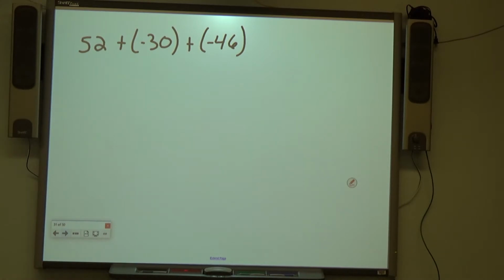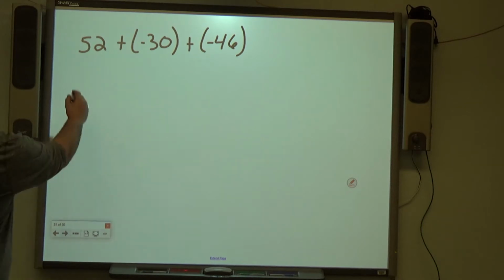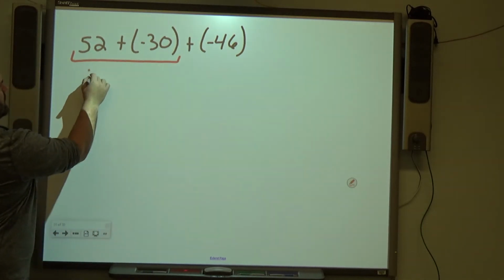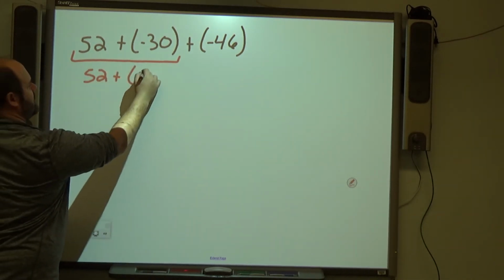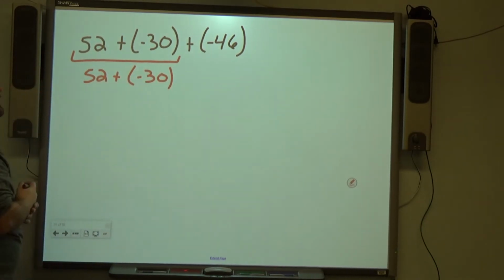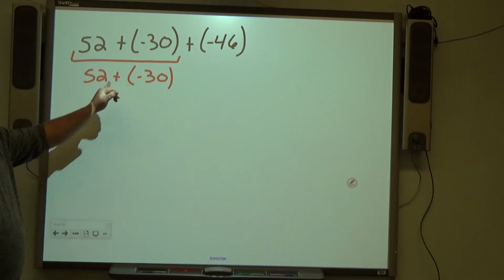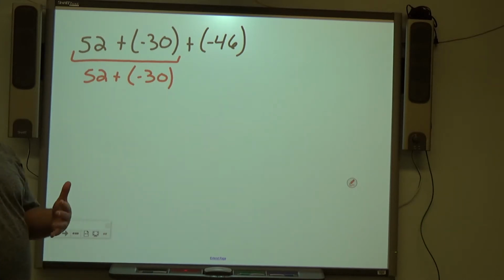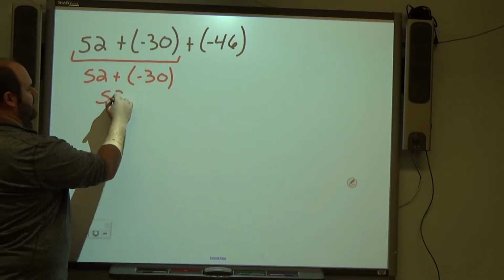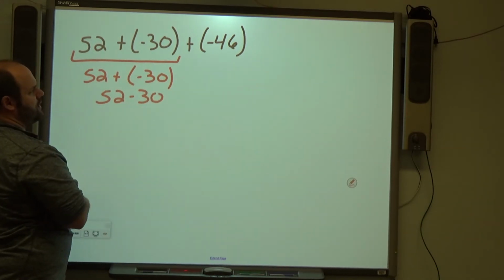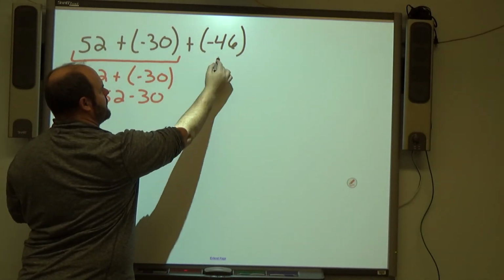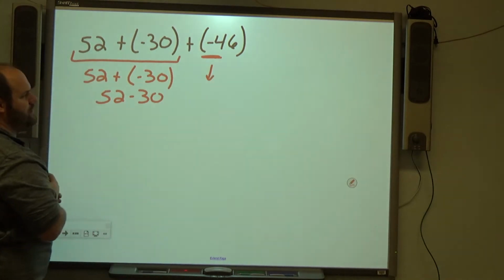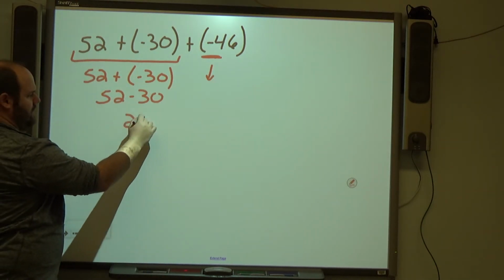Now I have 3 numbers. The easiest thing to do here is simply work left to right and solve 2 of them at a time. So I'm going to work with these 2 numbers right here. I have 52 plus a negative 30. And from the previous slide, I told you we could get rid of that plus sign because we do not need it. So now I am at 52 minus 30. And don't forget, we still have this other information that we have to bring down when we are done. 52 minus 30 is 22.